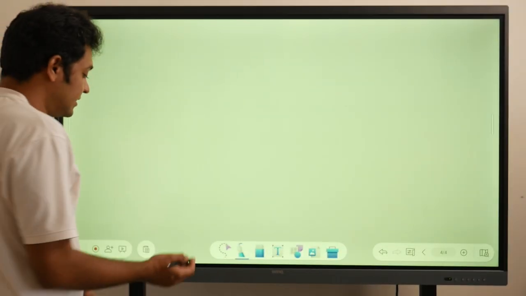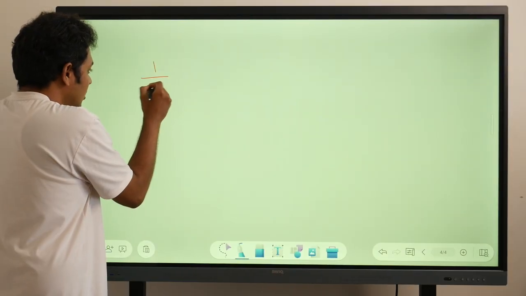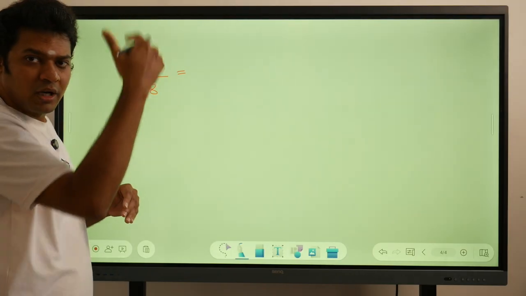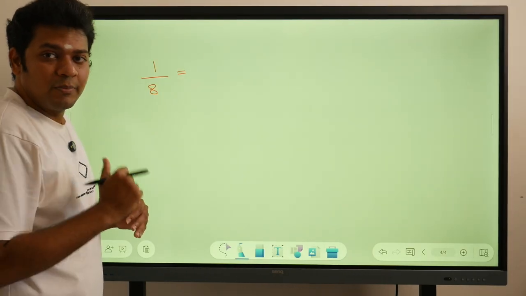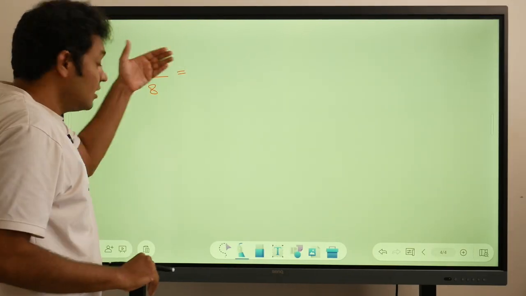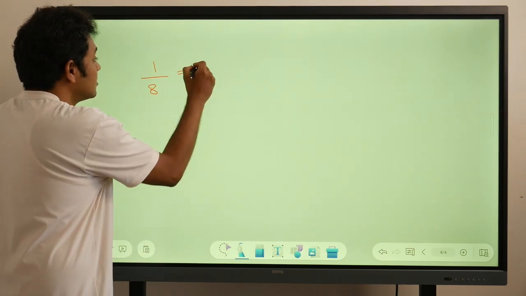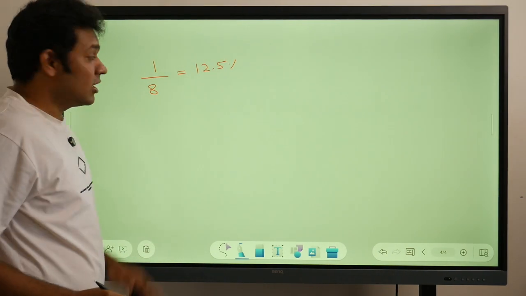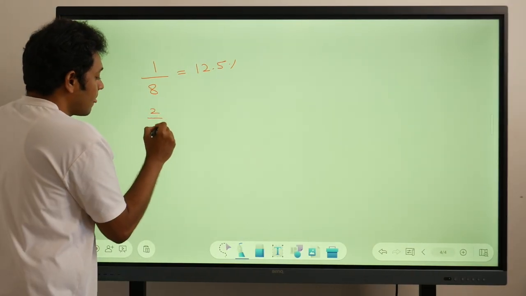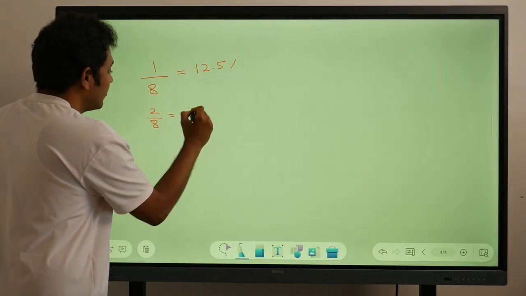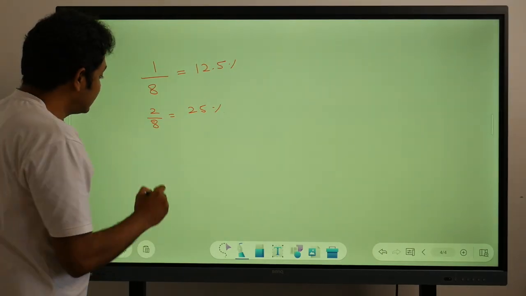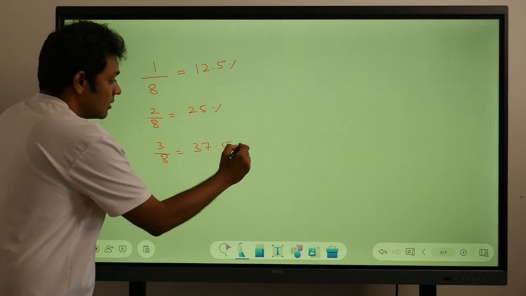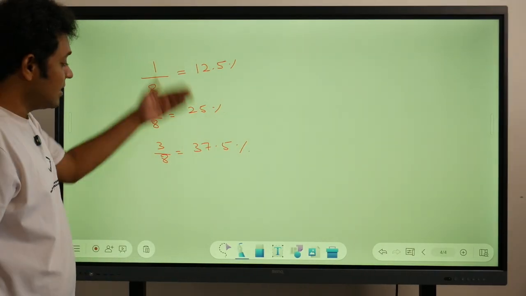Next, 1 by 8. What is 1 by 8? 100 by 8, or half of 1 by 4. 1 is 100%, 1 by 2 is 50%, 1 by 4 is 25%. So 1 by 8 will be half of 25, which is 12.5%. What is 2 by 8? Which is 1 by 4, 25%. What is 3 by 8? 37.5%. It just keeps increasing by 12.5.